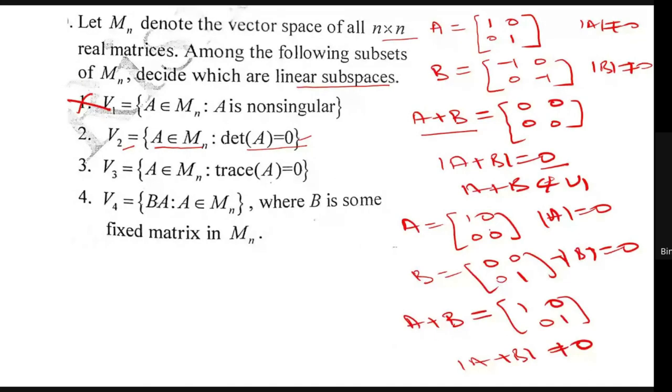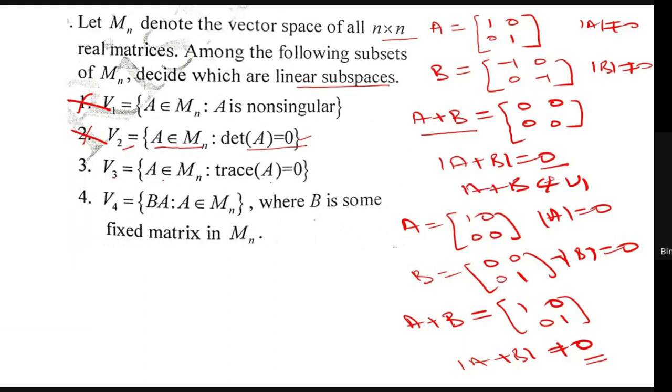But here, the determinant of A plus B is not equal to 0. To belong to V2, the determinant of the matrix should be 0, but here the determinant of A plus B is not 0, so A plus B doesn't belong to V2. It is not closed under addition, so we can say V2 is not a subspace. Now moving to the third option, that is V3.